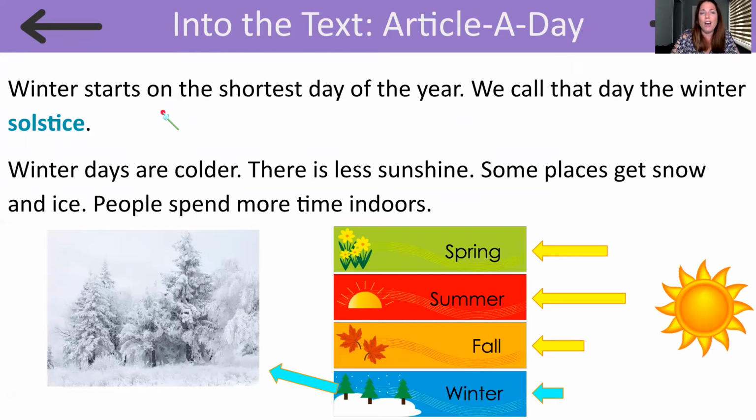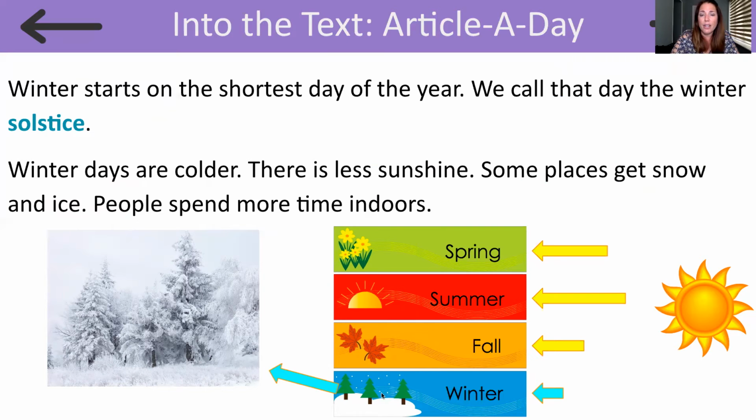Winter starts on the shortest day of the year. We call that day the winter solstice. Winter days are colder. There is less sunshine. Some places get snow and ice. People spend more time indoors.